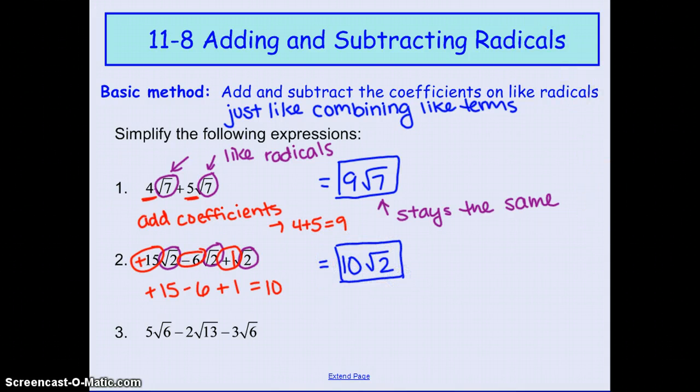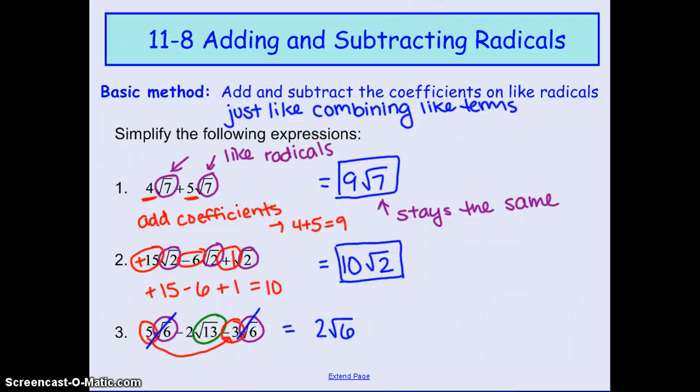Now, let's look down here at another example. In this one, you see we've got a square root of 6 and a square root of 6. However, we've also got this square root of 13, not a square root of 6. So what should we do? We can definitely add together the 5 and the negative 3 because we've got these with like radicals. So 5 and negative 3 is going to give us a 2, and we're going to have it with the radical 6. So 2 radical 6, and we got rid of that and that.